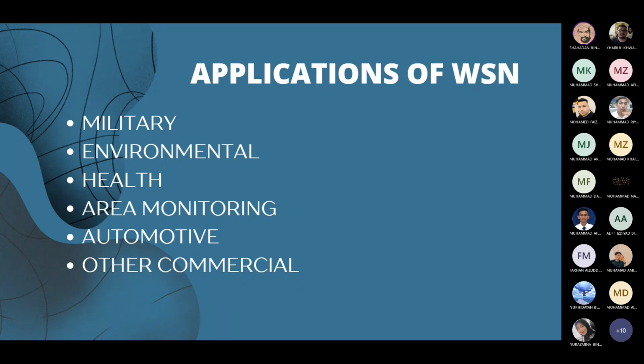For area monitoring, it speaks for itself. It monitors an area. It usually monitors a phenomenon that happened over a region and reports back to its base station where appropriate action will be taken. Then the penultimate will be the automotive. Automotive is an example for a report of traffic congestion and traffic problems.